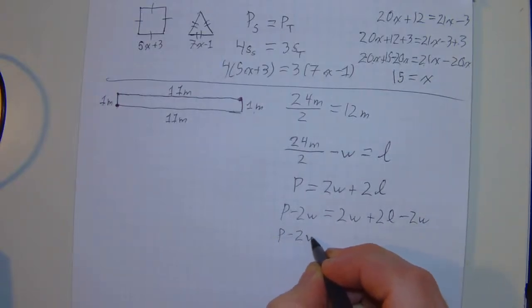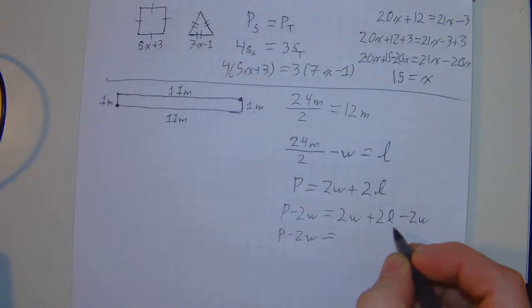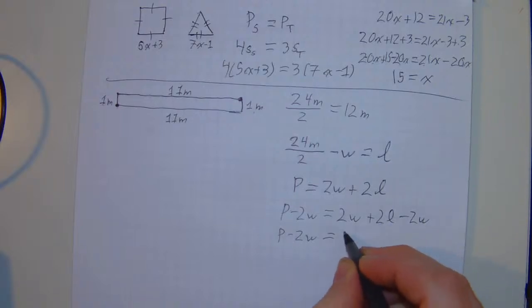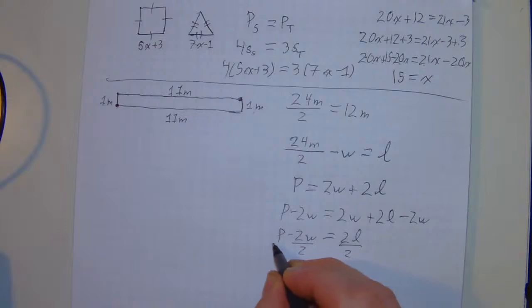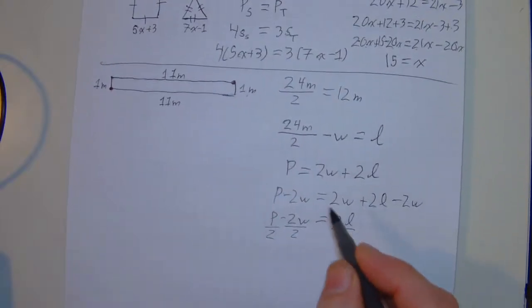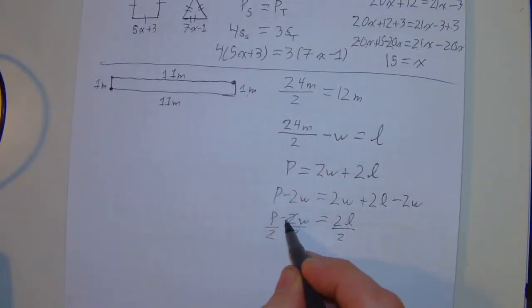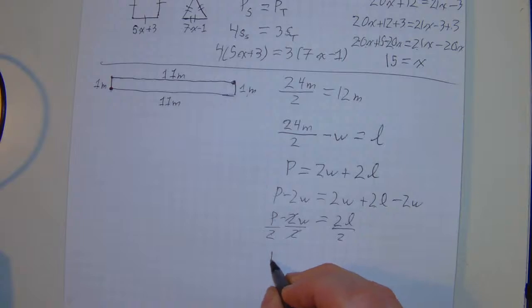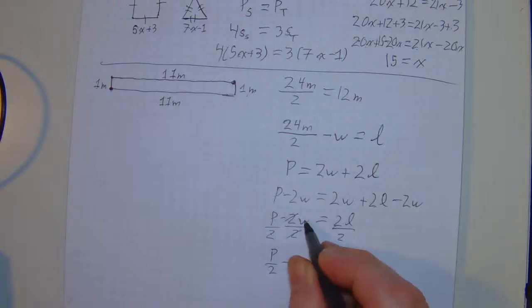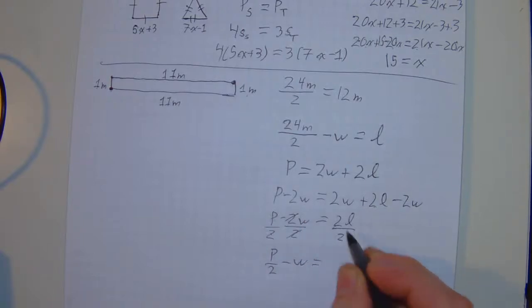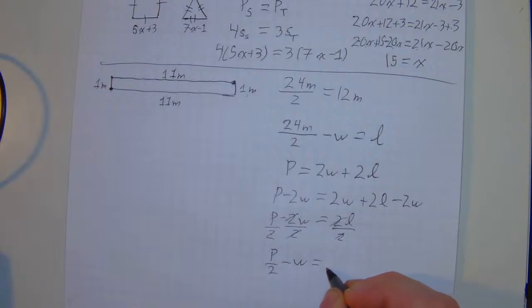P minus 2W equals, well, 2W minus 2W is 0. 2L is all that's left. Now we want to divide everything by 2. You end up with perimeter divided by 2. This 2 and this 2 divide to 1. 1 times W is just W. 2 divided by 2 is 1. 1 times L is just L. And so you end up with perimeter divided by 2 minus the width gives us the length.